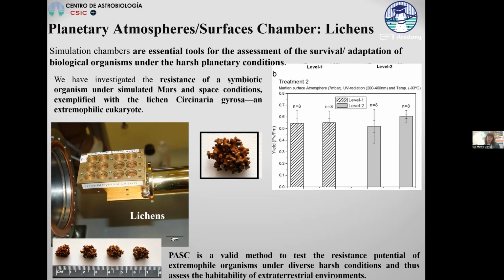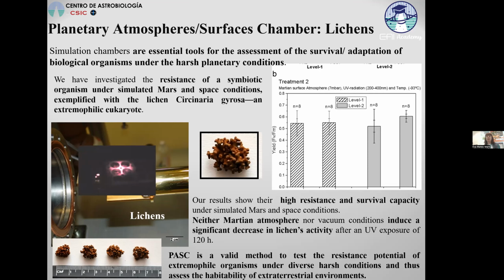We were not running in situ measurements. The samples were recovered after the experiment, and the test of resistance and survival capacity was done outside of the chamber. But we could realize that neither the Martian atmosphere nor vacuum conditions similar to space induce a significant decrease in lichen activity when exposed to the UV irradiation. So PASC, our simulation chamber, is a good method to test the resistance potential of those extremophile organisms under diverse harsh conditions and to assess the habitability of extraterrestrial environments.